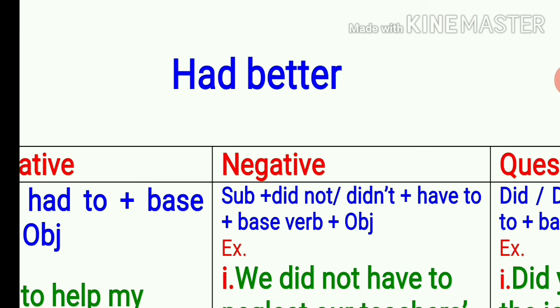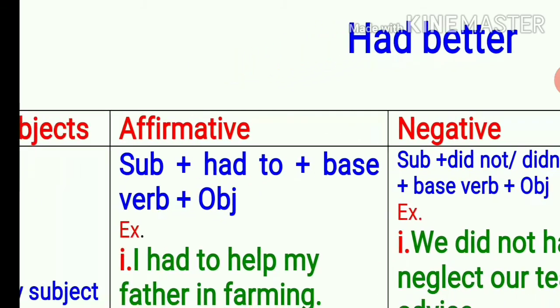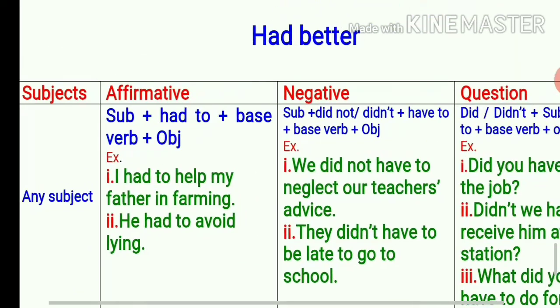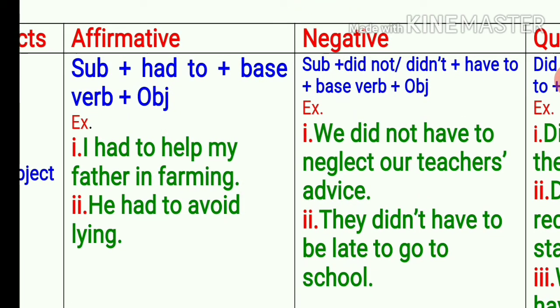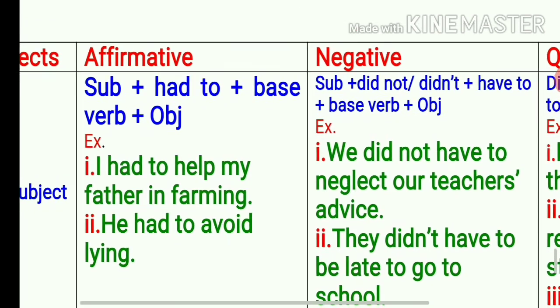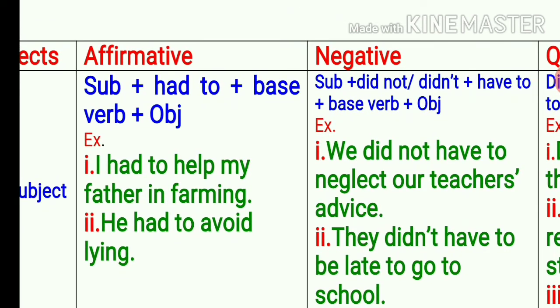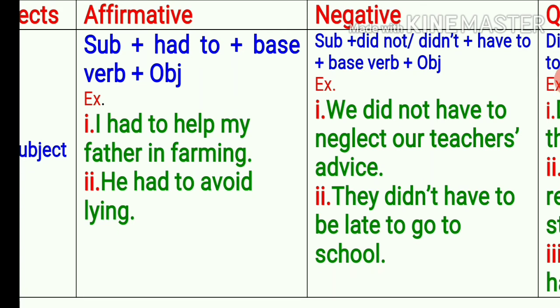We know had to is the past form of have to, has to. Had to is used with any subject. In affirmative statements, the structure of had to: subject plus had to plus base verb plus object. Example, the first one, I had to help my father in farming. The second one, he had to avoid lying.